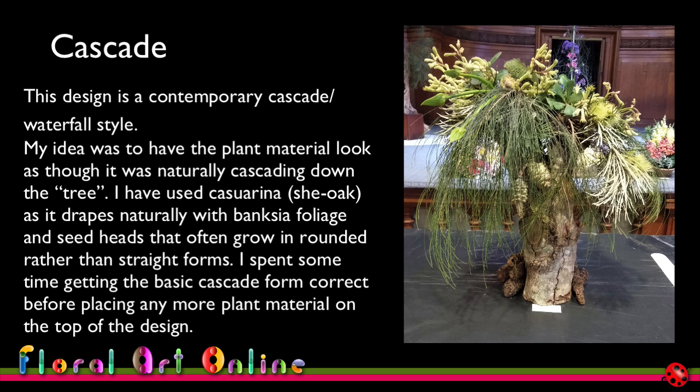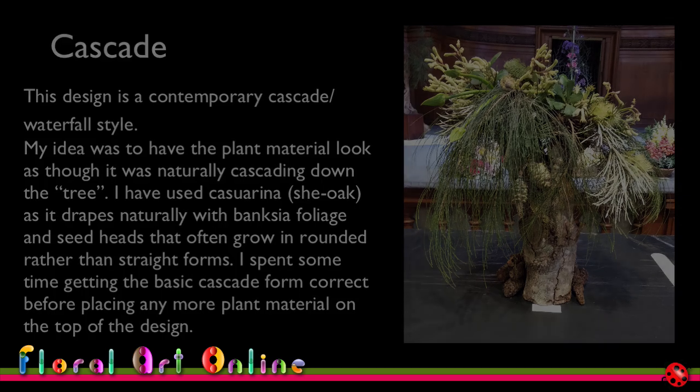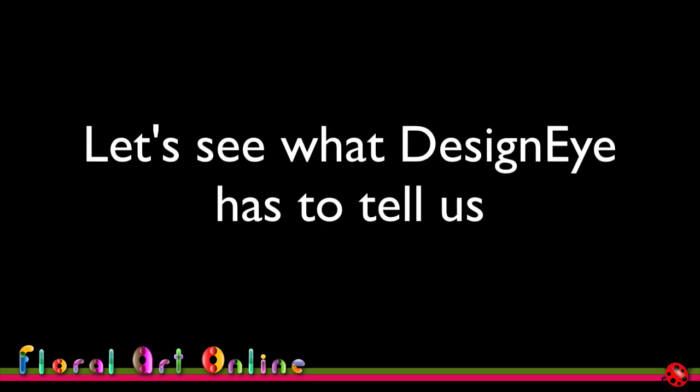I spent some time getting the basic cascade form of the foliage in place before I put any of the other plant material in the design, because having tried this design style before, I know that it is important to get that cascading, that waterfall shape, first of all, so that you don't get lost in the placement of all of the other plant material. So let's see what DesignEye has got to say for us.